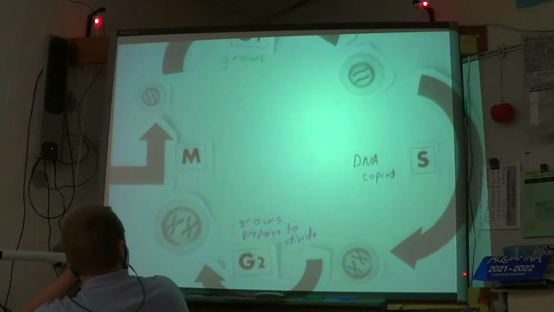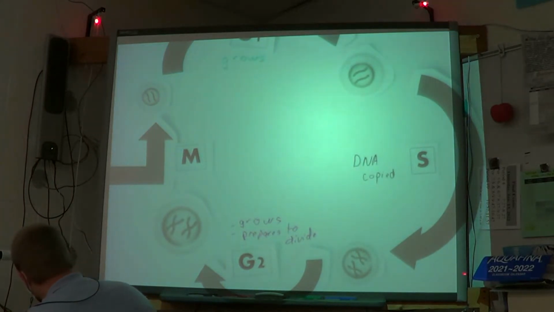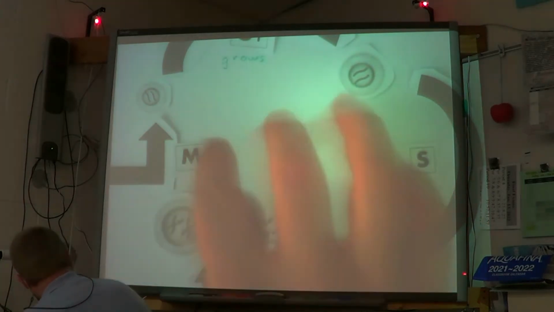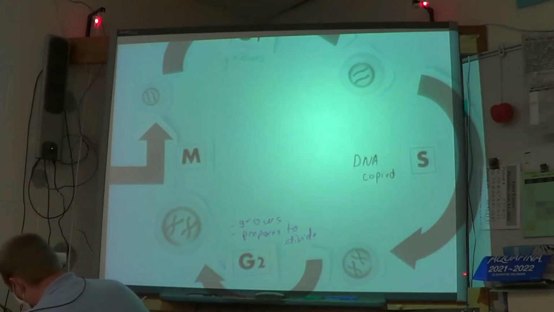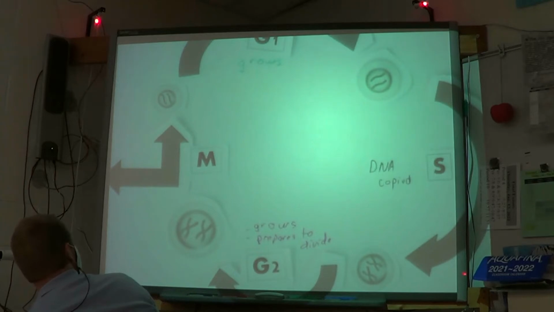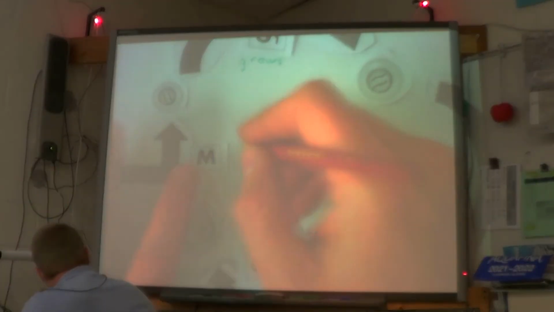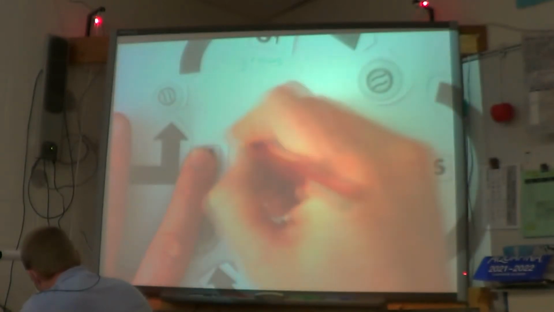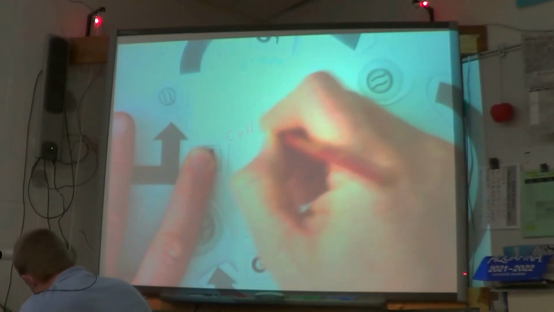G1, the cell grows. S phase, the DNA is copied. During G2, it grows a little bit more, and it prepares for division. We'll talk about tomorrow that in G2, we also get some organelle replication that happens. And then finally, during M phase, the cell divides.